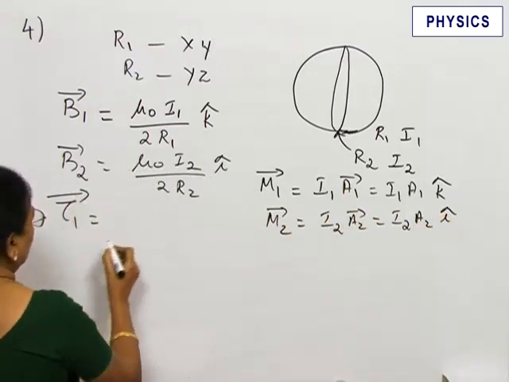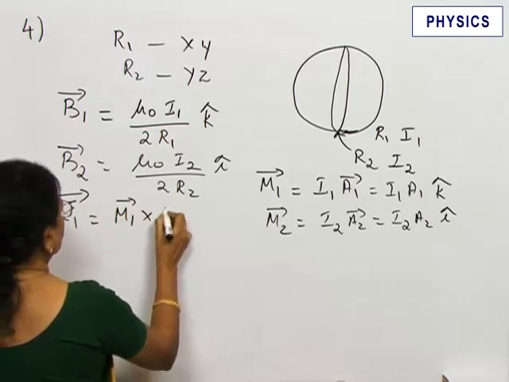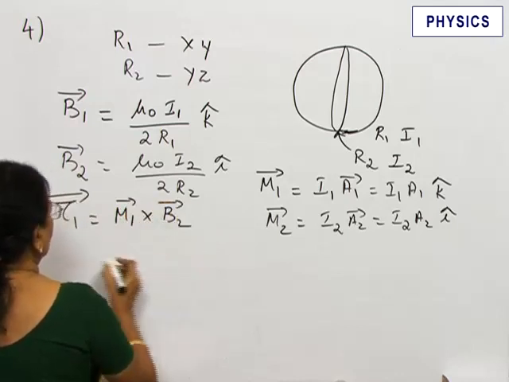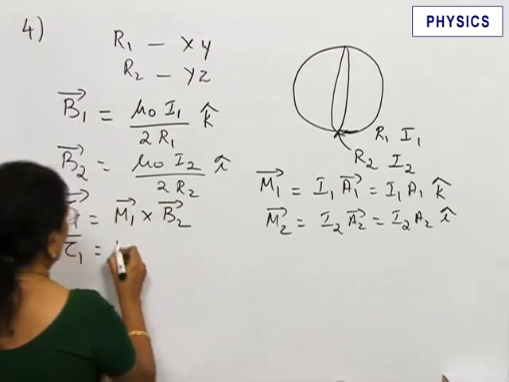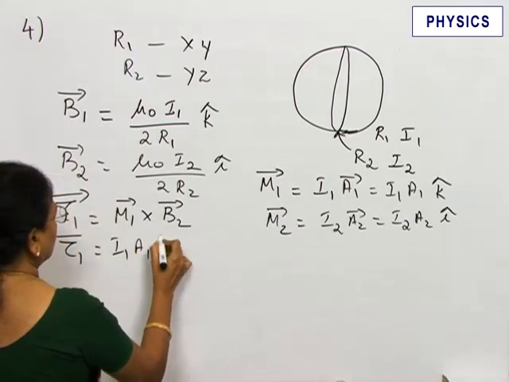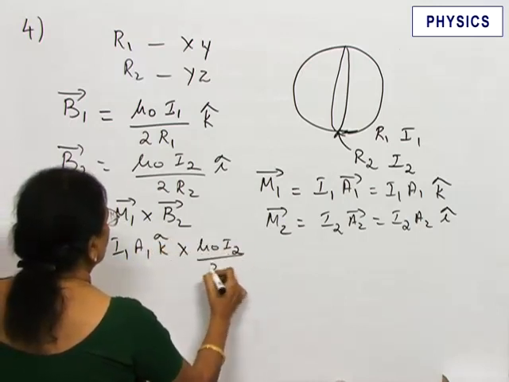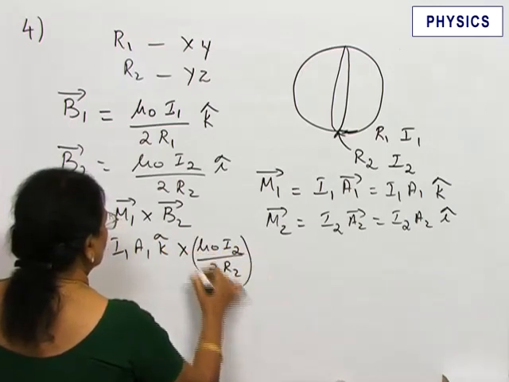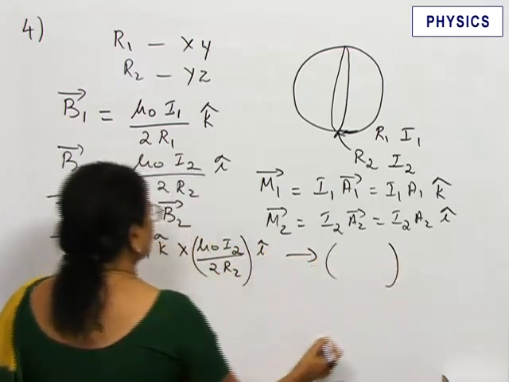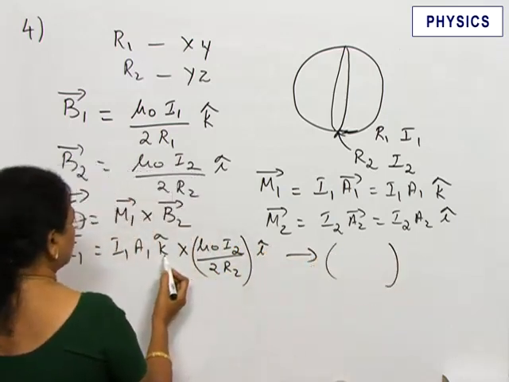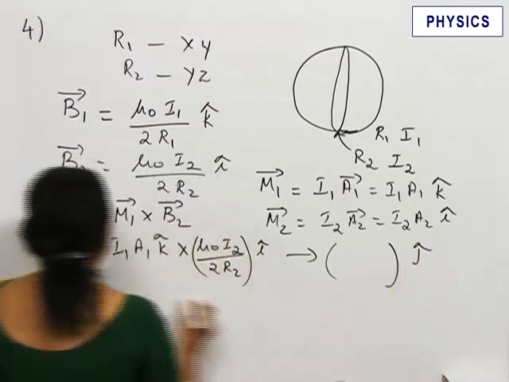Tau 1 equals M1 cross B2. Let us calculate this. Tau 1 equals I1 A1 K cross mu naught I2 by 2 R2 I. Let us not bother about the magnitude. We will see the direction: K cross I. K cross I is J.